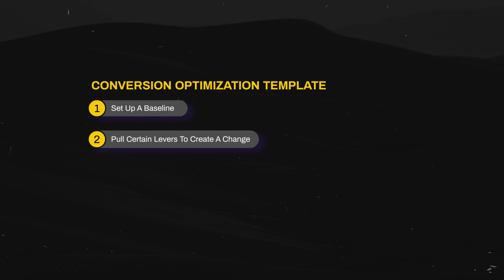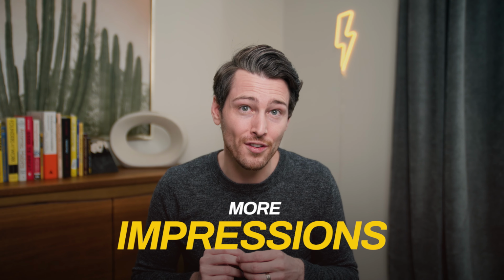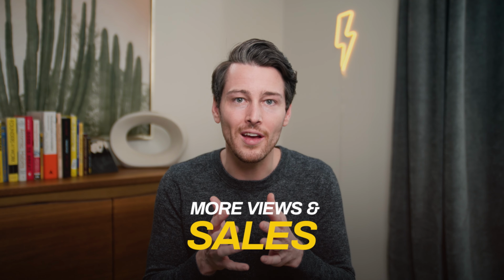This conversion optimization process serves as a template for every other step in the customer journey. We set up a baseline, we pull certain levers to create a change, and then we measure the difference with a KPI or key performance indicator, and then we repeat the process until it's performing at its best. Now, what is fascinating about this is oftentimes when you make changes like this, it also drives more impressions since your video stats have gotten better, which in turn just drives even more views and sales to your business. With this basic concept established, I want to dive into some more of these points in the customer journey to give you a better understanding of what to do.